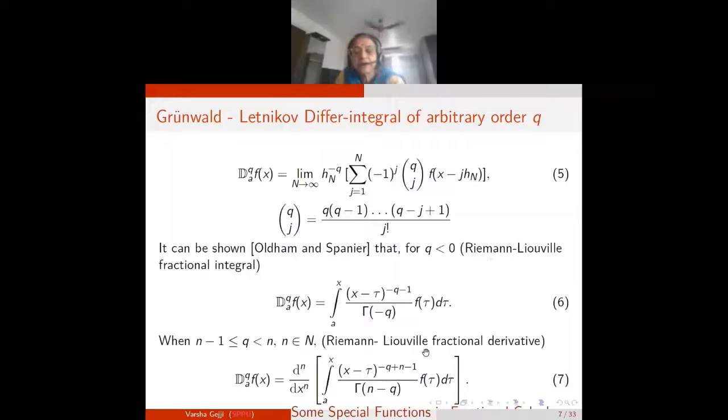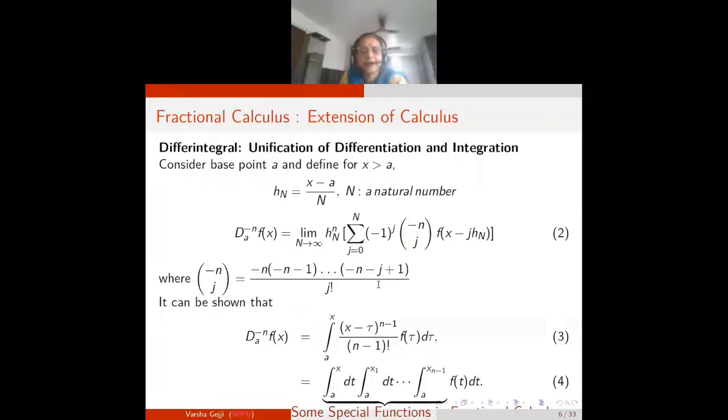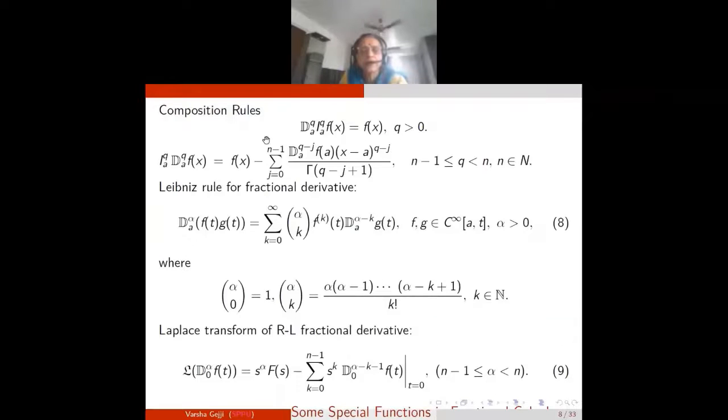So many papers are written. This is the Riemann-Liouville fractional derivative. Now you can see that they are a little complicated. So it took longer for this subject to develop, unlike traditional calculus. In traditional calculus, what is happening is that n choose j, when n is positive, becomes a finite sum. You see, this is the advantage. And here there are infinities.